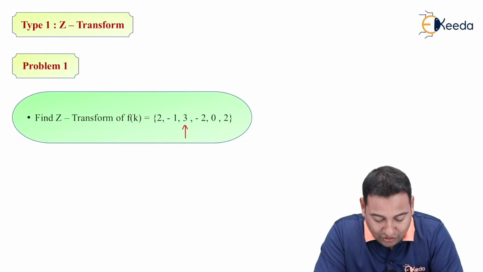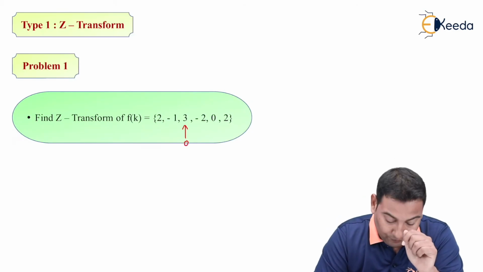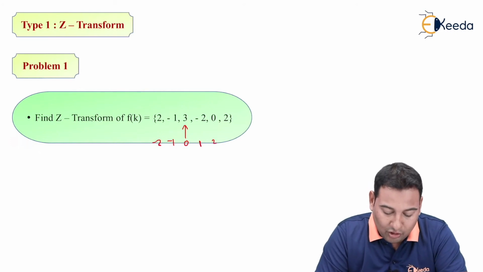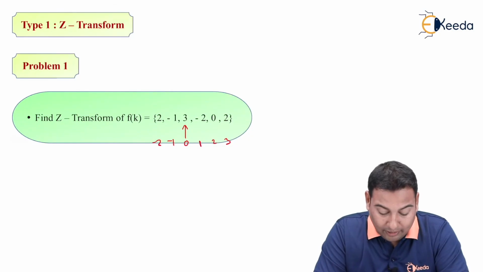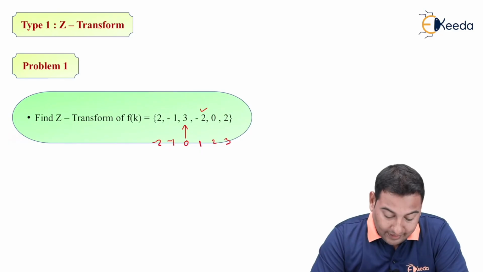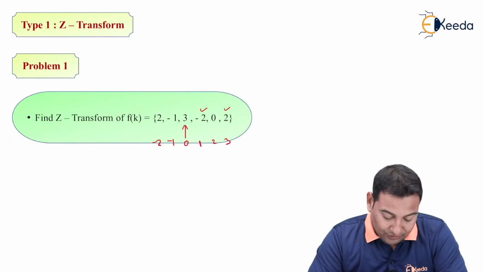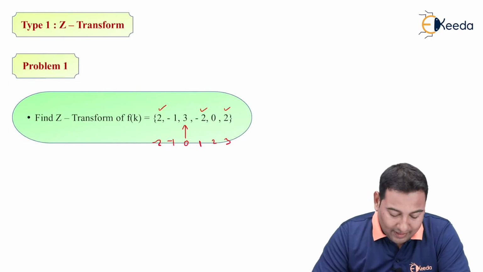So 3 is at 0, then minus 1. So basically this is 0 position, this is minus 1 position, this is minus 2 position. This is 1, 2 and 3. So if I ask what is the element at index 1, you're going to say it is minus 2. At index 3, the element is 2. At index minus 2, the element is 2, and so on. So let's apply Z transform.